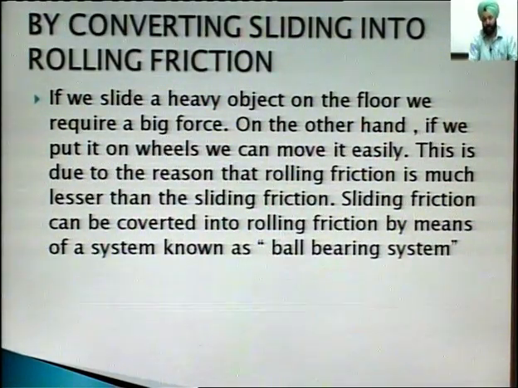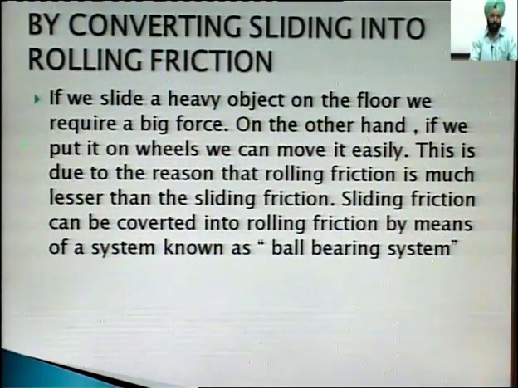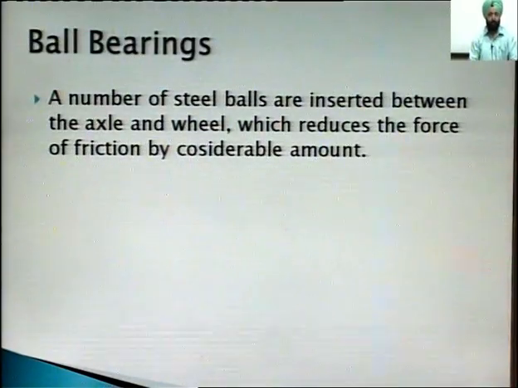This is done in our machinery by using ball bearings, or a ball bearing system, in which we convert our sliding friction into rolling friction. What is a ball bearing? A ball bearing consists of a number of steel balls which are inserted between the axle and the wheel, which reduces the force of friction by a considerable amount. Now, the axle and wheel will not come directly in contact with each other. In between the axle and the wheel, we have, see this picture.